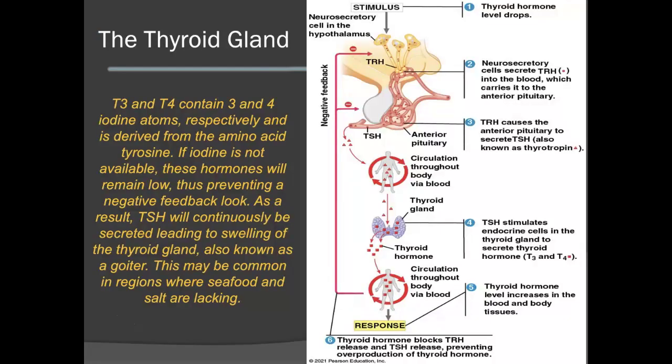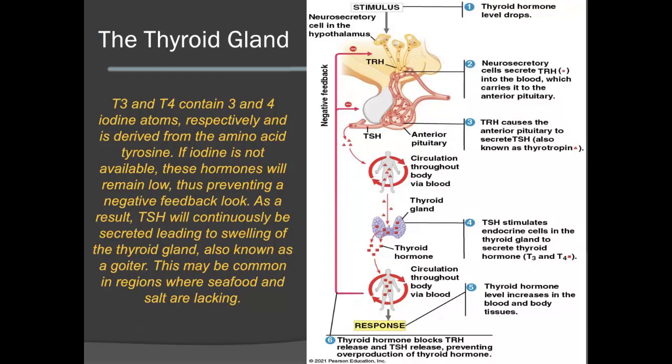This diagram depicts the mechanisms involved in controlling the thyroid gland. When thyroid hormones drop, this acts as a stimulus on the neurosecretory cells in the hypothalamus. These neurosecretory cells will release TRH, or thyrotropin releasing hormone. This will then be carried to the anterior pituitary, which will cause the anterior pituitary gland to secrete TSH, or thyrotropin. This will circulate throughout the body to reach the thyroid gland.